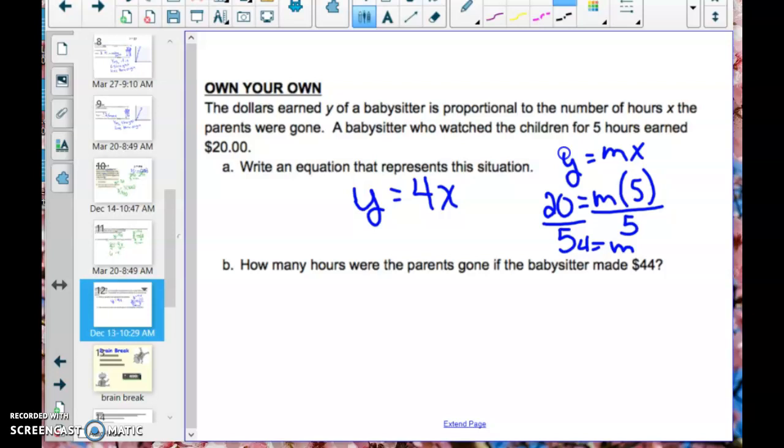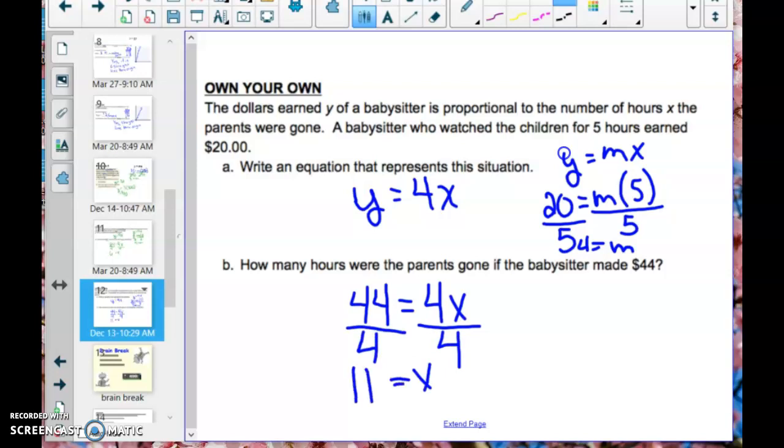Now, how many hours were the parents gone if the babysitter made $44? Well, just like the last one, 44 gets replaced by y because y is your dollars. And I want to solve this for x. So I would divide by 4 on both sides, which means that the parents were gone for 11 hours.